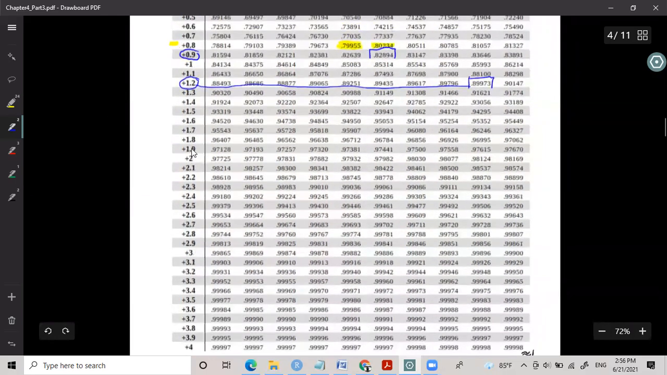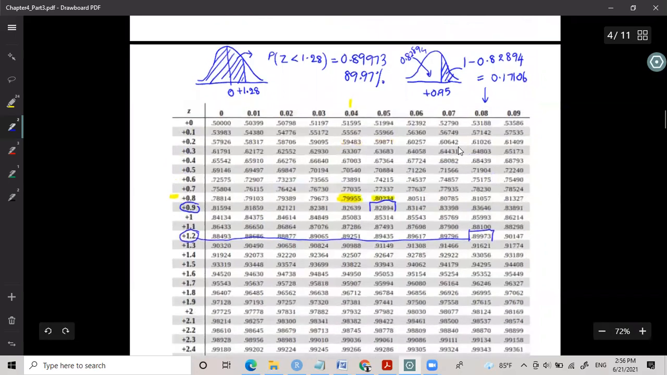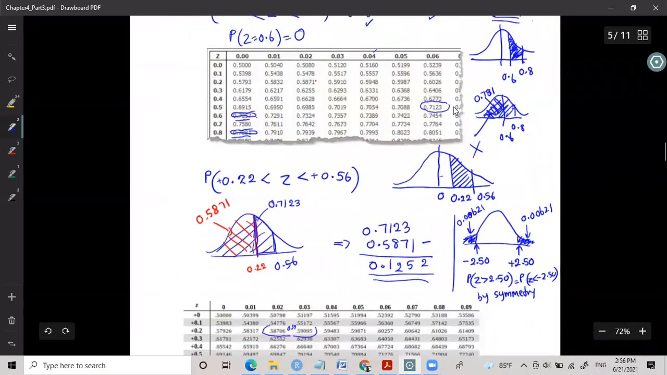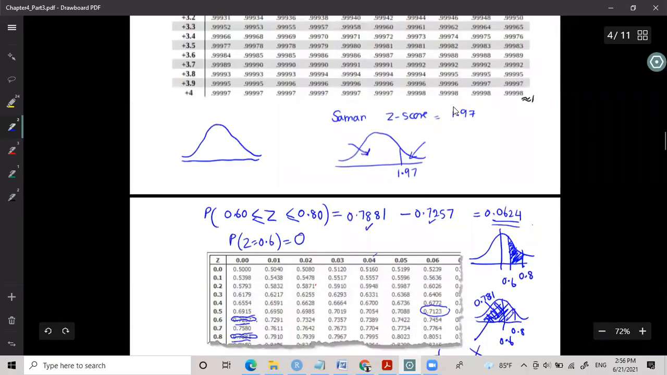1.97. Yes, 1.9. Yes, 7. 0.97558. Let's say 0.97, just to explain it. If this is 0.97, what is this area? This is 97%, right? And this is 3%. So having a Z score of 1.97 means what?